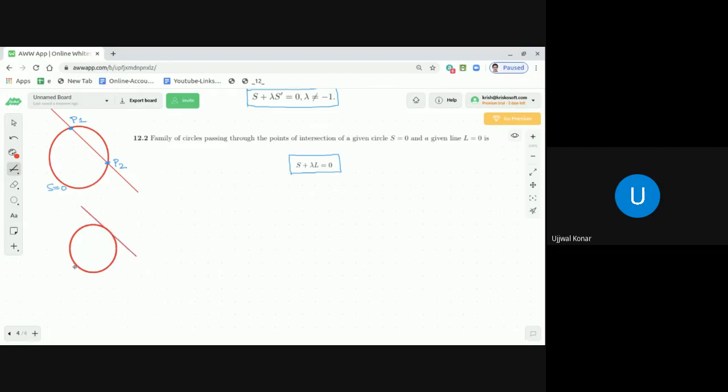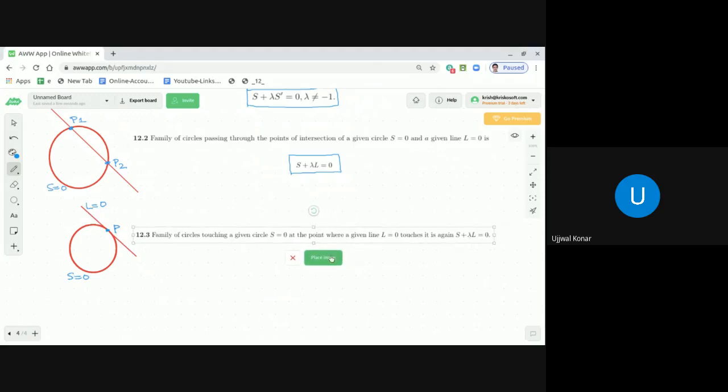That means if we have the equation of the circle as S equal to 0, and the equation of the straight line as L equal to 0, and the straight line touches the circle at a single point P, then through that point P you can construct infinite number of circles. What will be those circles? The family of circles touching a given circle S equal to 0 at the point where a given line L equal to 0 touches it is again S plus lambda L is equal to 0, like the previous one.